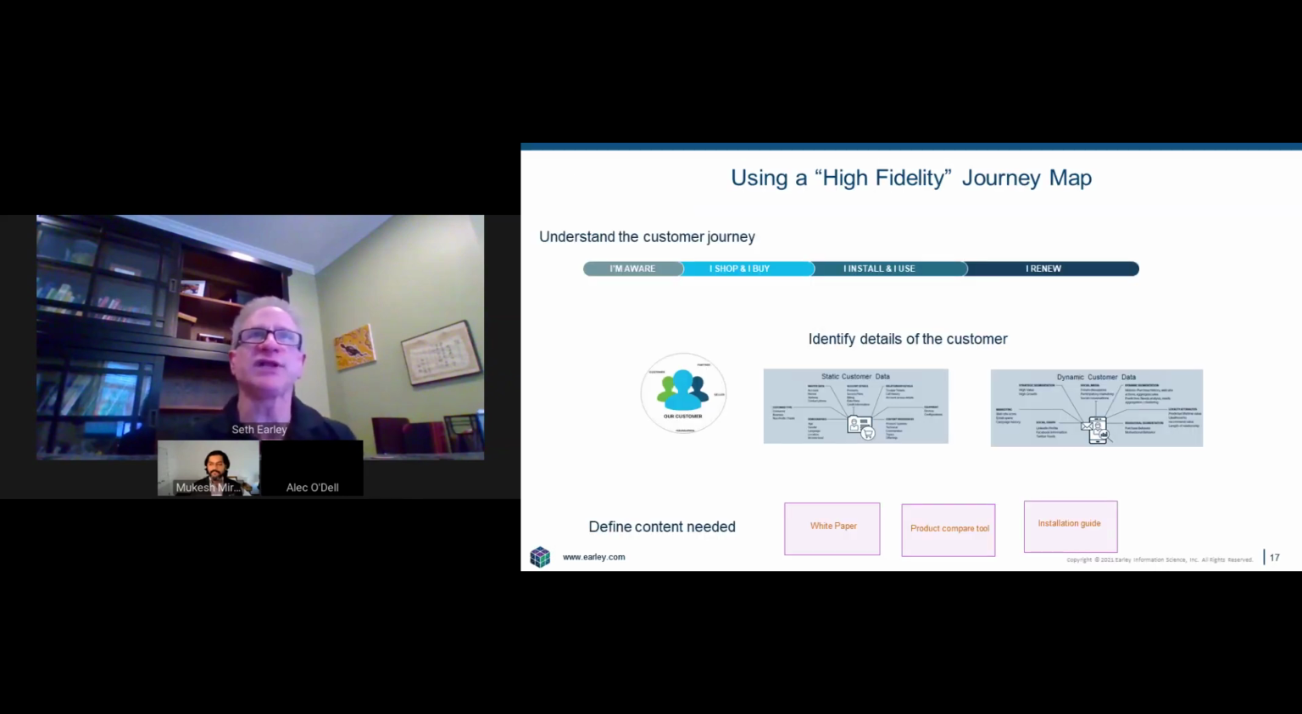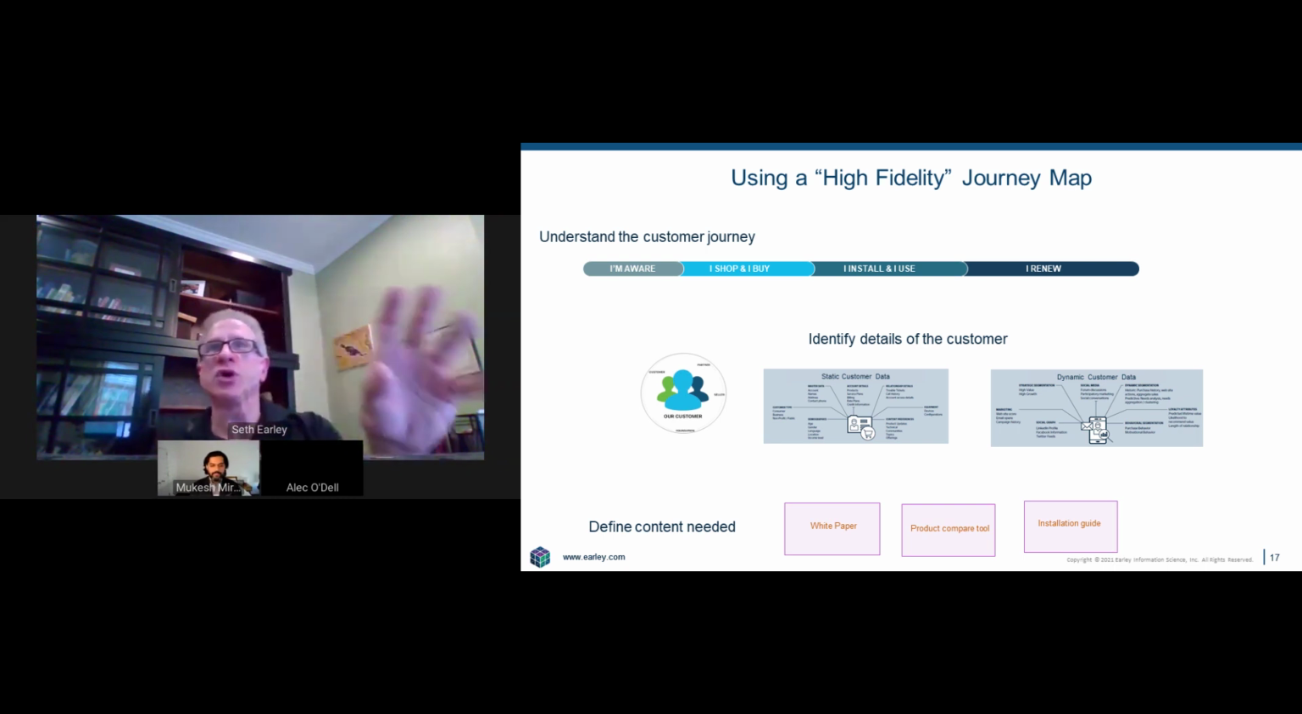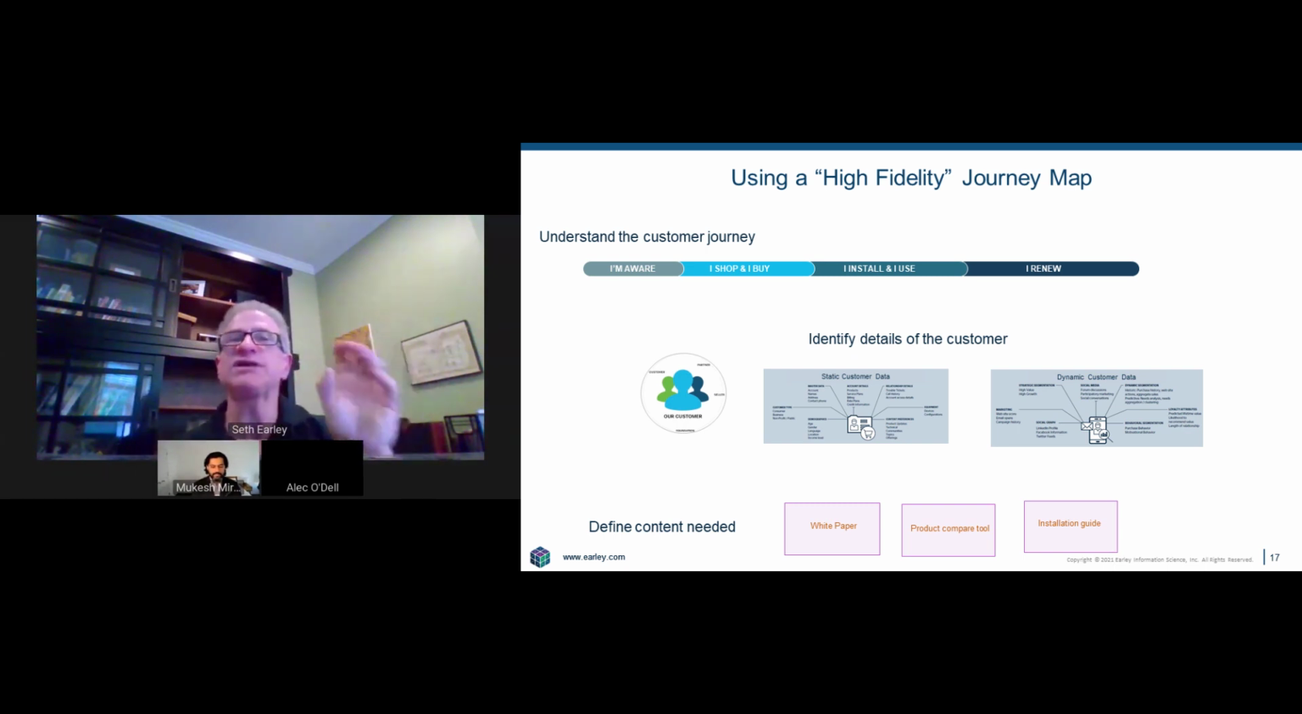This is where the high-fidelity journey models come into play. So again, what's the customer journey? This is a simple one: aware, shop, buy, install, use, renew, right? Very simple. I'll show you a more complex one a little bit later. What are the details of the customer? Again, who are they? What kind of industry are they in? What's their position? What's their role? What's their interest? And then we have the dynamic stuff, and we define what content they need. What do they need to move through this process, right?